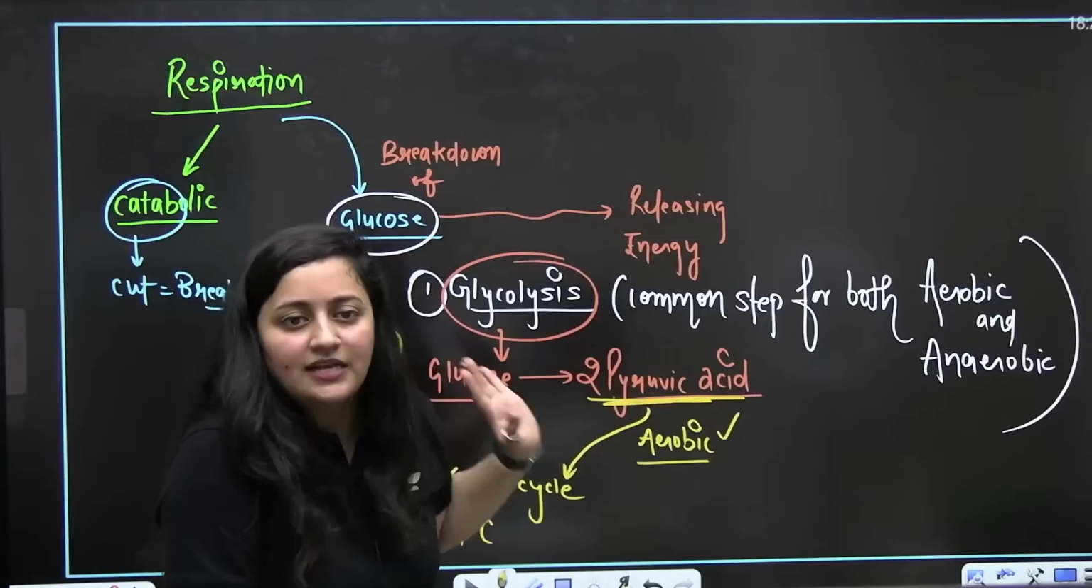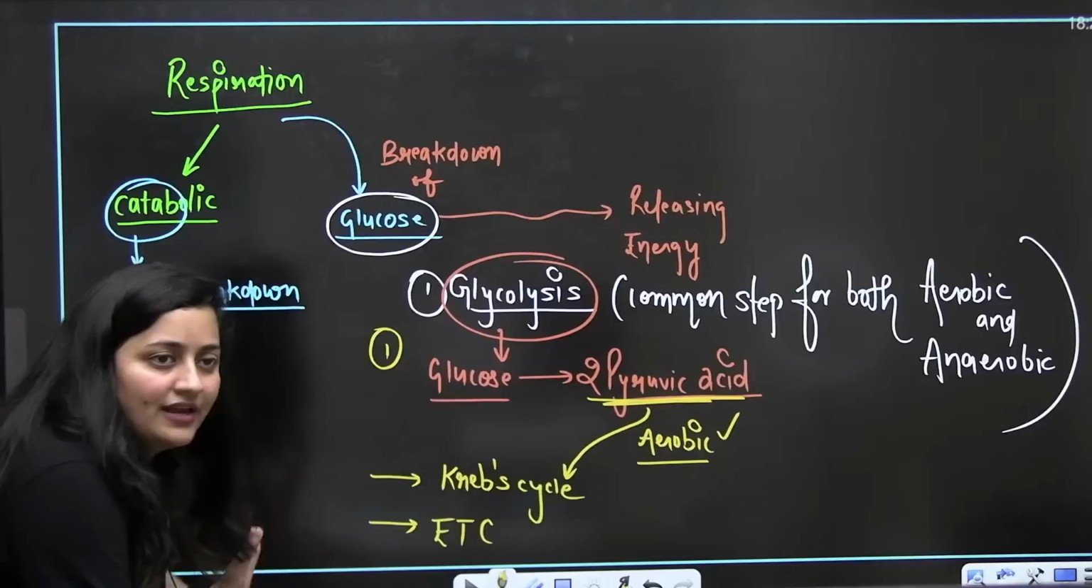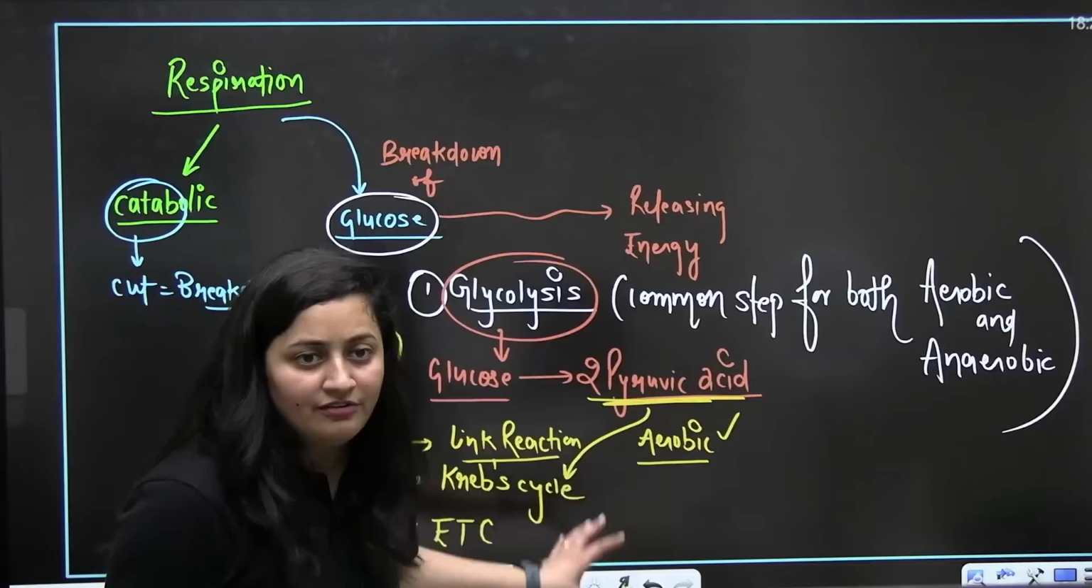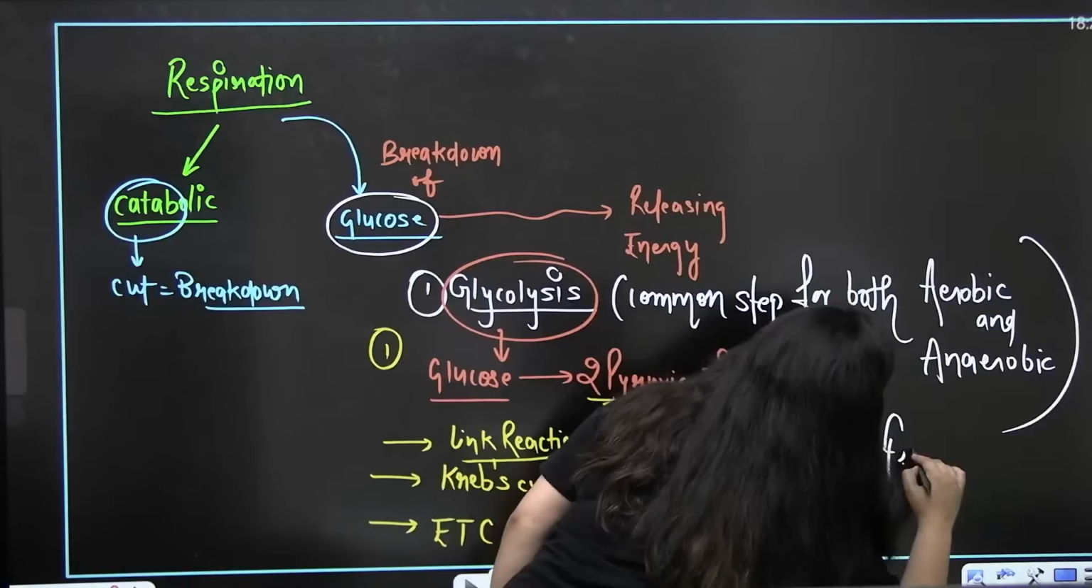Now focus here. Okay, so if oxygen is available, pyruvate will go for the Krebs cycle and electron transport chain. And before that, there will be one link reaction. Are you getting this point? So before starting the Krebs cycle and the electron transport chain, we should understand this, right? Now, if oxygen is unavailable, if anaerobic conditions are there, then what will happen?